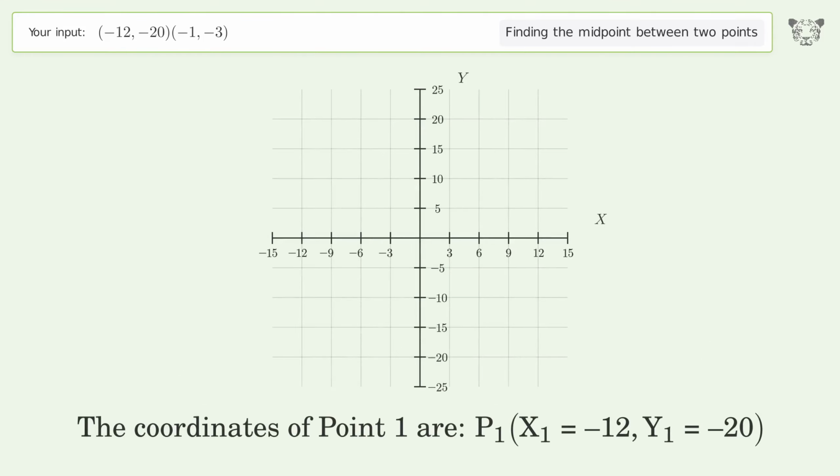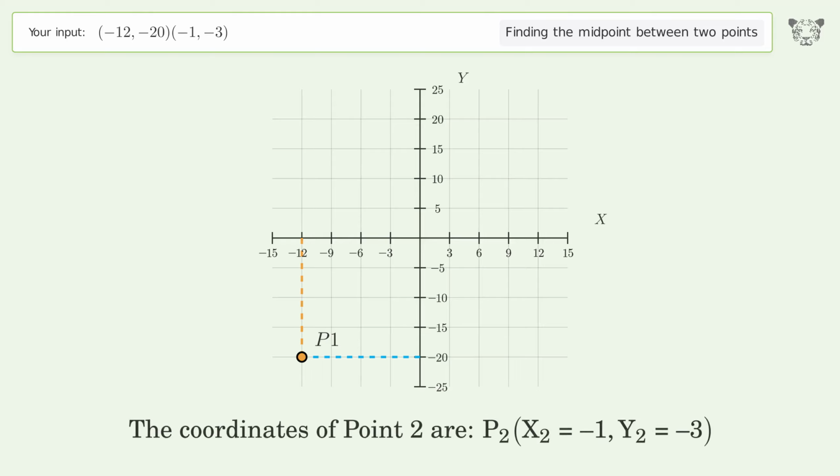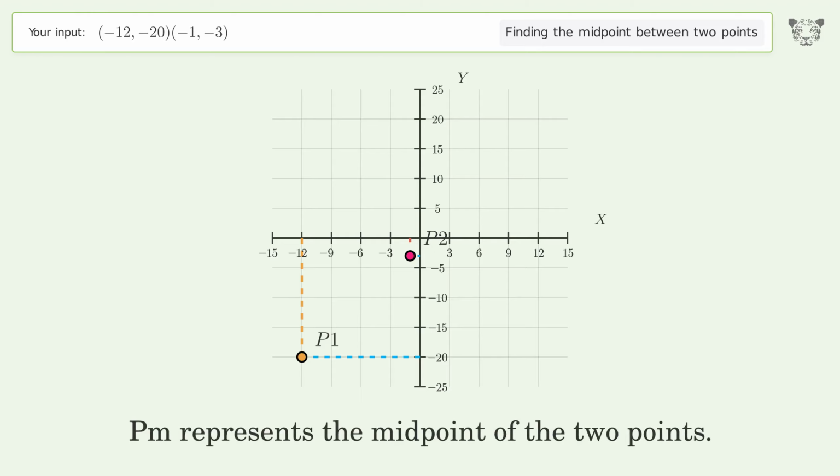The coordinates of point 1 are, x1 equals -12, y1 equals -20. The coordinates of point 2 are, x2 equals -1, y2 equals -3. PM represents the midpoint of the 2 points.